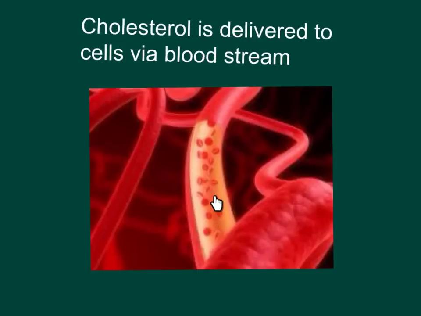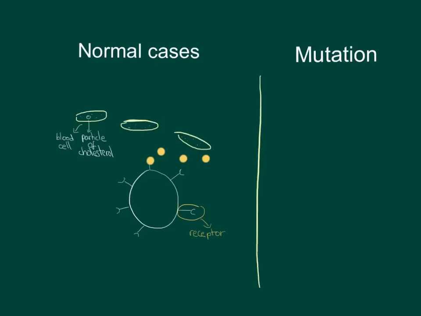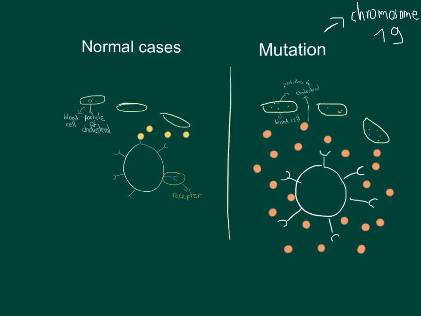Cholesterol is delivered to cells via the bloodstream. In normal cases, the particles of cholesterol with low density of lipoproteins, which is the bad cholesterol, attach to the receptor sites and then they're absorbed. However, a gene on chromosome 19 called the LDLR gene controls the production of these receptors. Indeed, there was a mutation of that LDLR gene, and that changed the way receptors develop. FH is the result of that mutation.